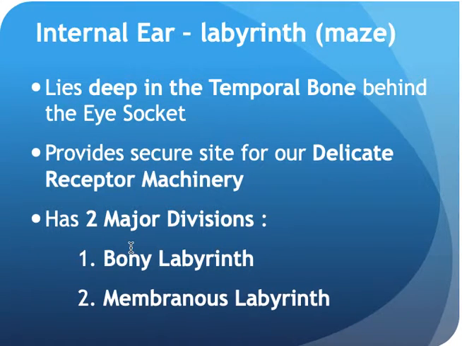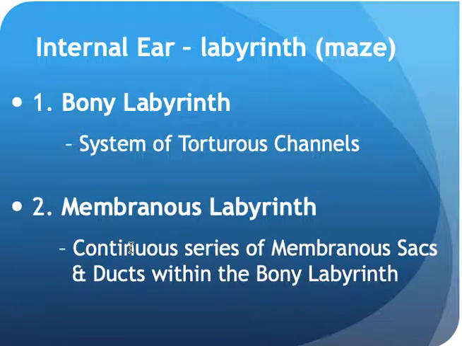It's going to have two major divisions. It's going to have this bony labyrinth, and it's going to have this membranous labyrinth. We're going to see the picture here in a second, but the bony labyrinth is this system of tortuous channels, and the membranous labyrinth is just going to be this continuous series of membranous sacs and ducts that are inside this bony labyrinth. Okay, so it's not super complicated. You just want to think about the bony labyrinth as the tortuous channels, and the membranous labyrinth as what's inside those tortuous channels.